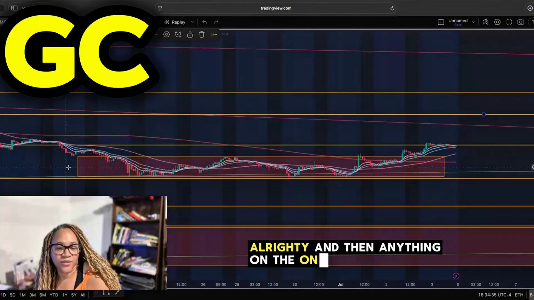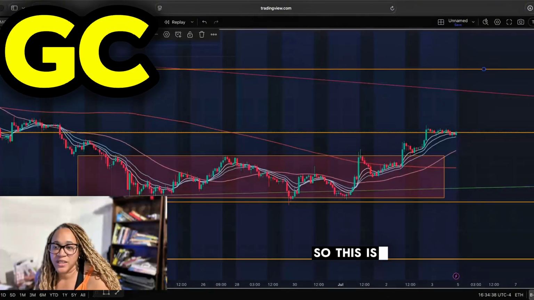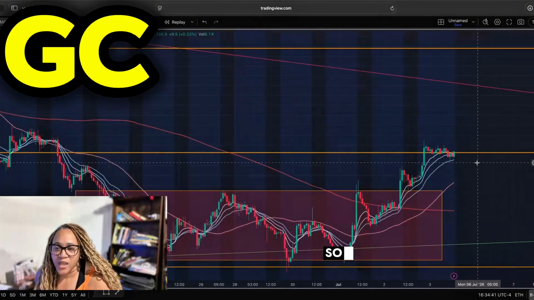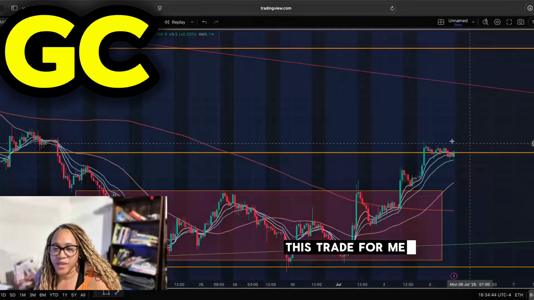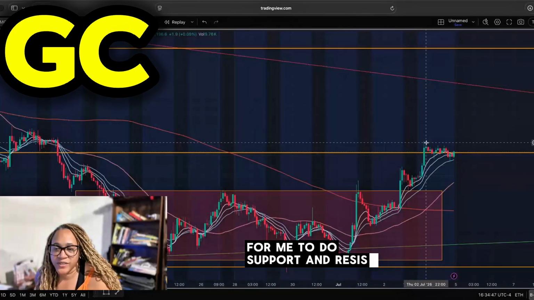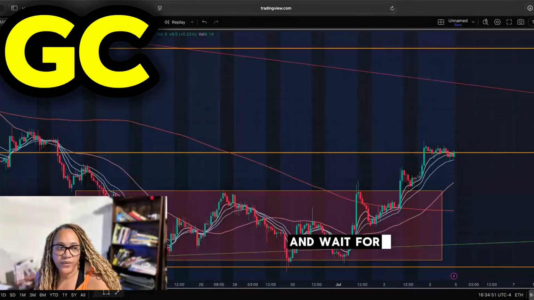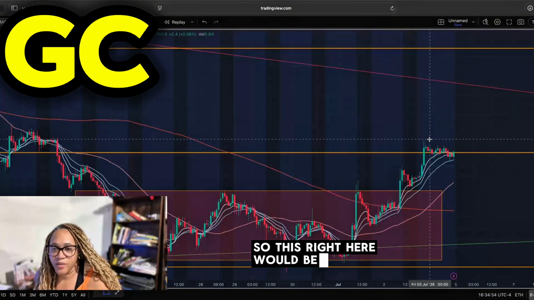Alrighty. And then anything on the 1 hour? No, the 4 hour. Perfect. So I'm going to tell you exactly how I would do this trade, right? This trade for me is a perfect consolidation area for support and resistance, because I would take this zone and wait for it to break out of this range. So this right here would be my interest area.